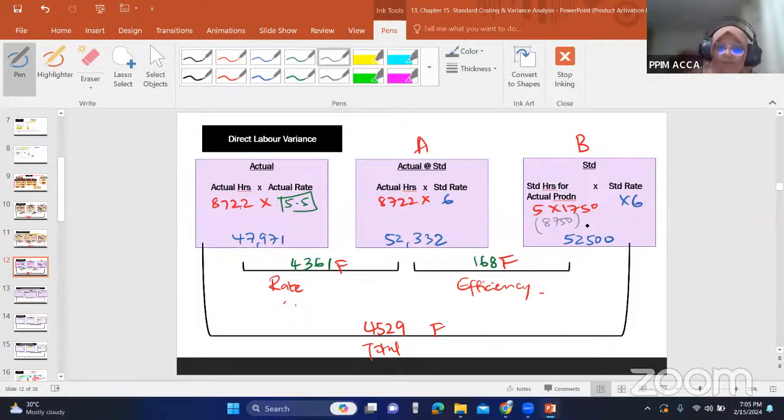Meaning, I have told my laborers, finish this work in 8,750 hours. They have done it in 8,722, meaning they have been fast. They have been more efficient. That is why it has given rise to a favorable variance. So that is the direct labor variances. Again, this is the most straightforward situation. Most of the time, at least 85% of the time, this is what they will ask. Can take it down.